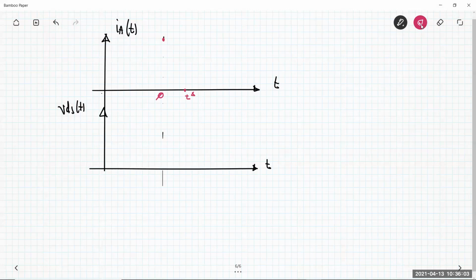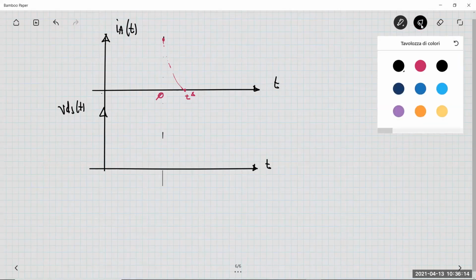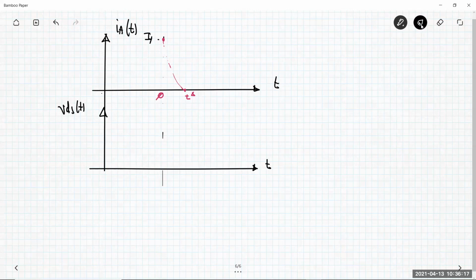I have here an exponential function that is reducing itself from IA to 0. And here you have the voltage, which is something like this: the breakdown voltage from 0 to T star. We are interested exactly in evaluating the energy which is involved here.